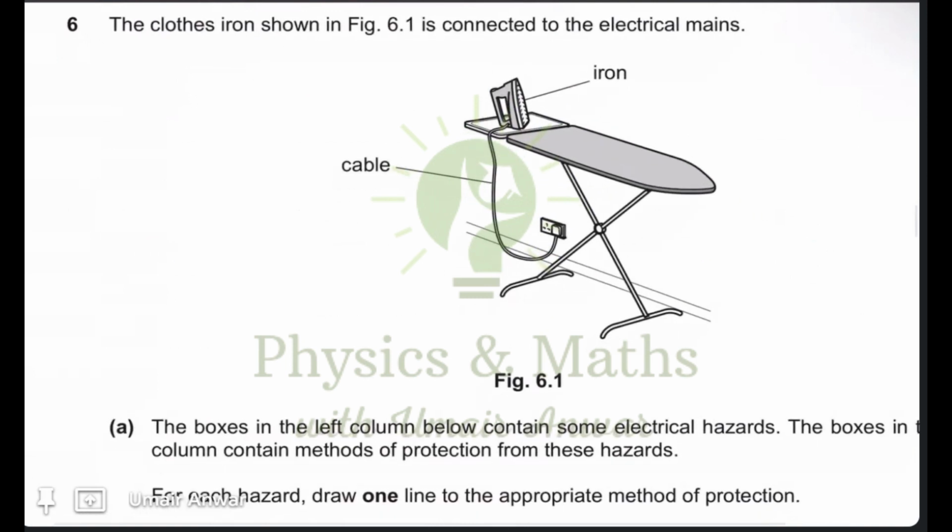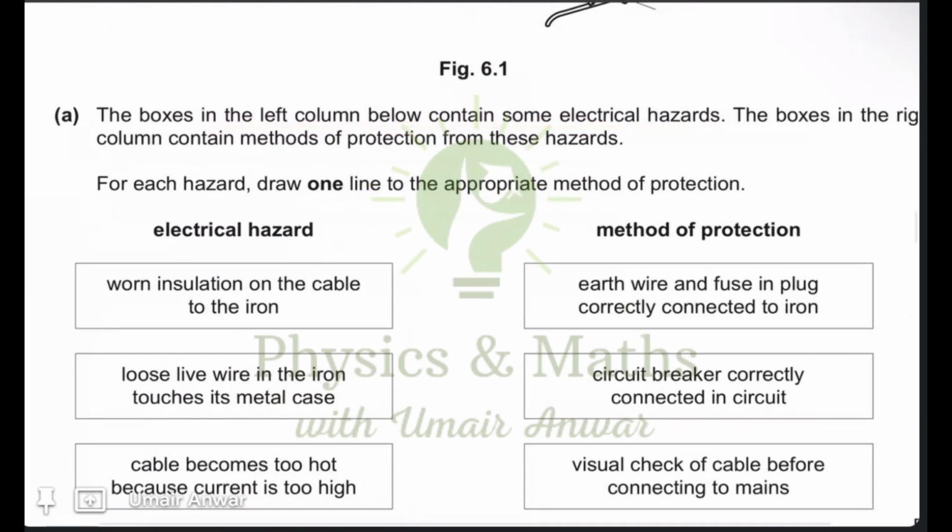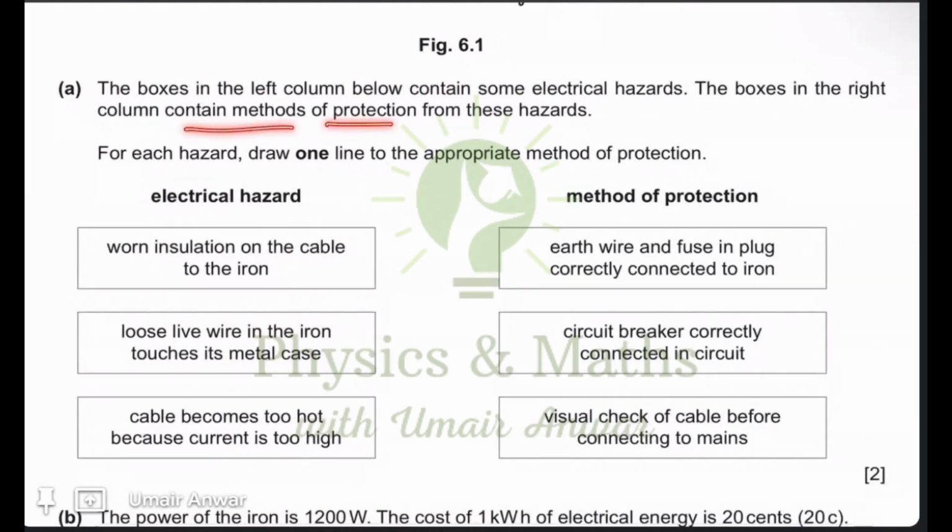The next question is related to the practical uses of electricity. It says the clothes iron shown in the figure is connected to the electrical mains. So this is how it is connected to electrical mains. The boxes in the left column below contain some electrical hazards. The boxes in the right column contain methods of protection from these hazards. For each hazard, draw one line to the appropriate method of protection.